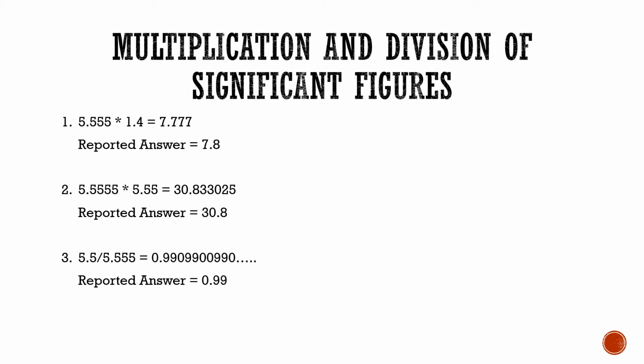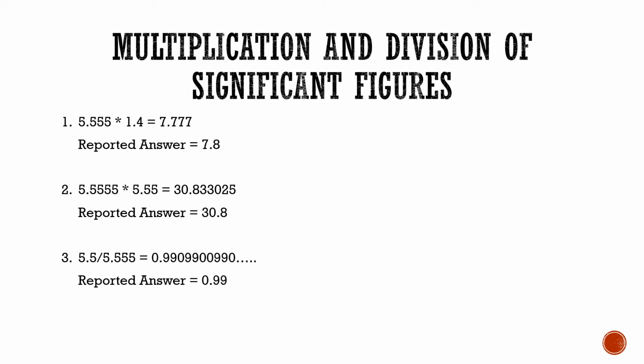How this 8 comes from rounding off, we will talk about in the upcoming slides. So next is 5.5555 multiplied by 5.55. Then we get 30.833025, but we report the answer as 30.8. Why? Because here 5.55 has three significant figures. So the answer should also be 30.8, which means three significant figures.